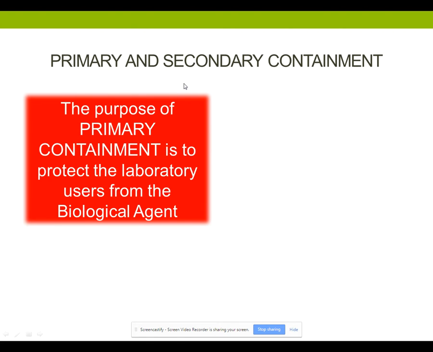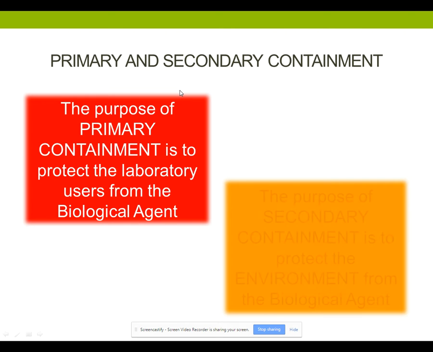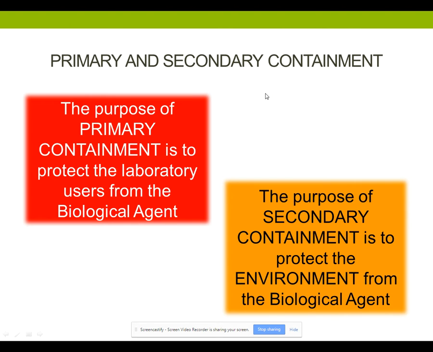To summarize, the purpose of primary containment is to protect the laboratory users from the biological agent. The purpose of secondary containment is to protect the environment from the biological agent.